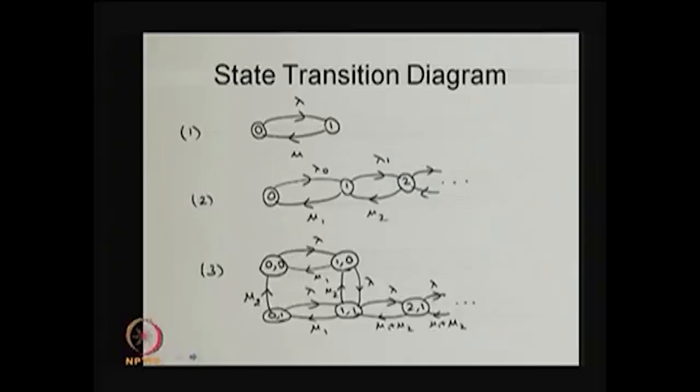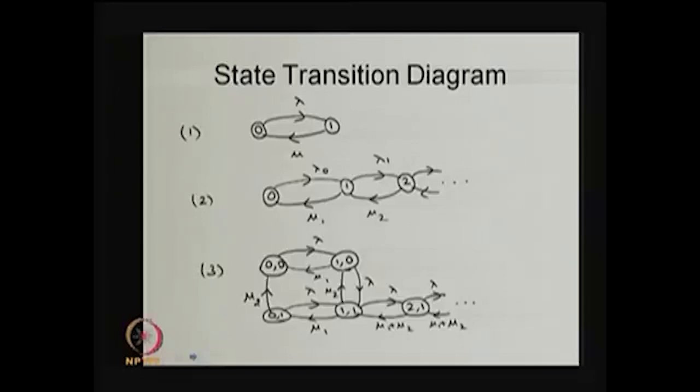Once the system comes to the state 1, the time spent in the state 1 before moving into the state 0 is exponentially distributed with the parameter mu. Lambda is strictly greater than 0 and mu is also strictly greater than 0. The exponential distribution has the mean 1 divided by the parameter. Therefore, the average time spent in the state 0 before moving into the state 1 is 1 divided by lambda. The average time spent in the state 1 before moving into the state 0 is 1 divided by mu.